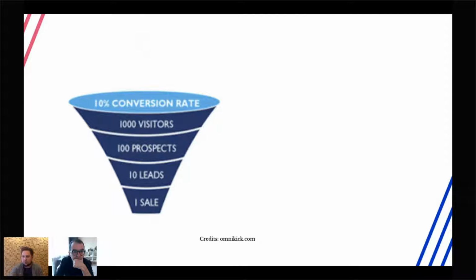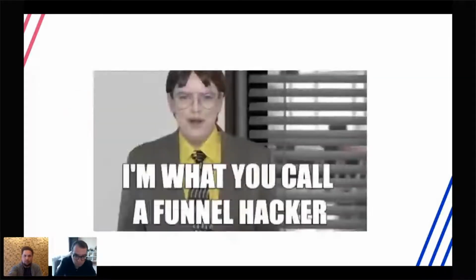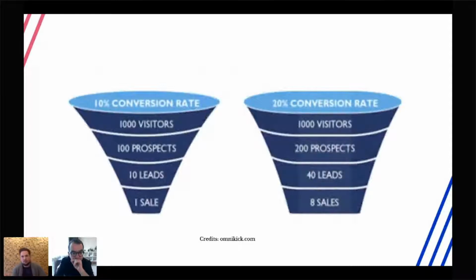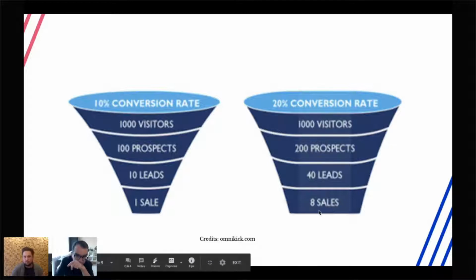However, conversion rate is extremely powerful. Increasing conversion rate is extremely powerful, because the lower we go on the funnel, we see that you can generate huge growth there. So let's do some funnel hacking, and let's say we will increase our conversion rate 2 times, and we'll get 20% conversion rate. So actually we'll increase this by 10 percentage points. So then we see that by having just 2 times more prospects, we have 8 times more sales.